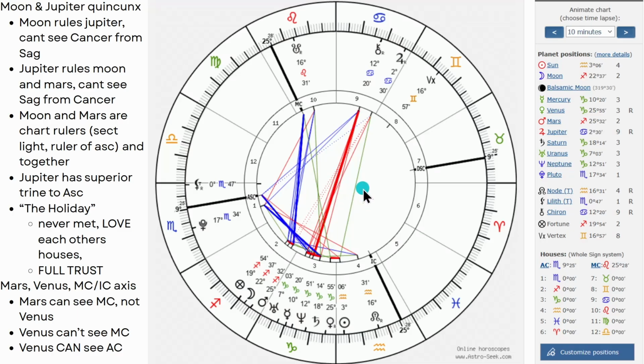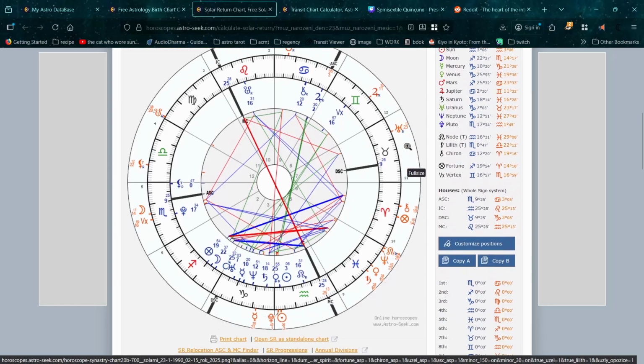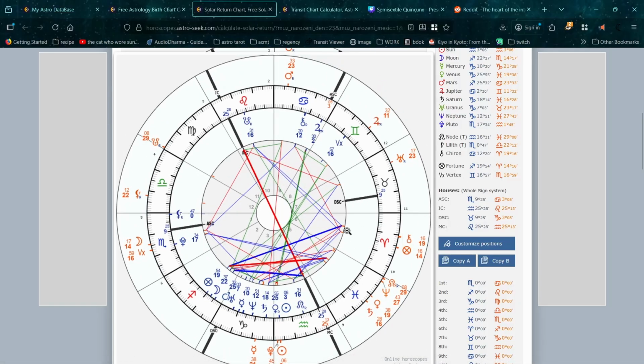I kind of want to show my solar return chart. So here's my solar return chart for this year, which has my MC IC axis flipped, so they're directly on each other, and it has my ascendant on essentially Jupiter at 305, and Sun at 306. That is pretty much exactly quincunx.